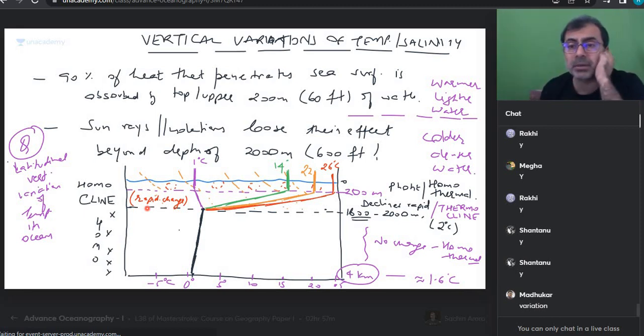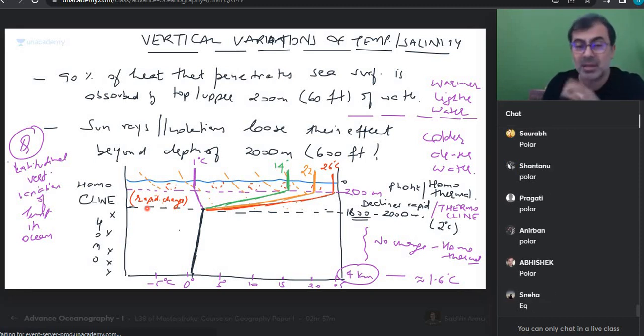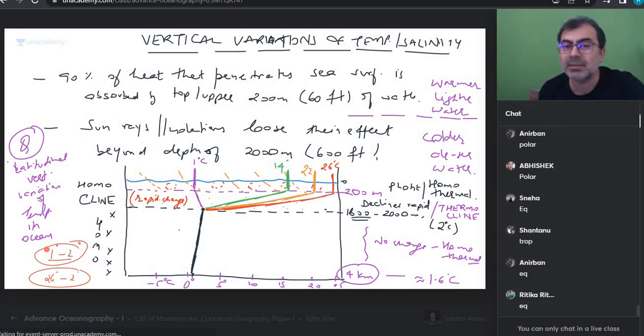Whose thermocline is steeper? Tropical or polar? Steeper means a lot of change is happening. Shame on you, aren't you looking at the graph? Imagine a temperature change from 1 degree to 2 degrees, and a temperature change from 26 to 2 degrees. Which one is going to be steeper, right? Where is the change of temperature steep? Where is the decline rapid and more pronounced?